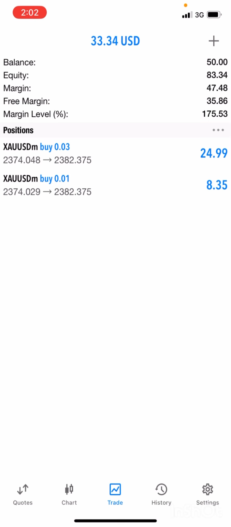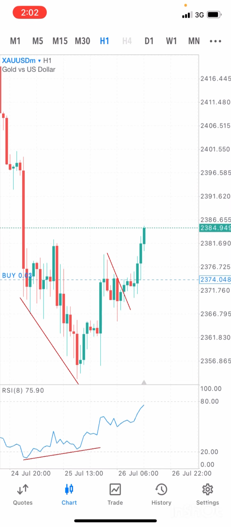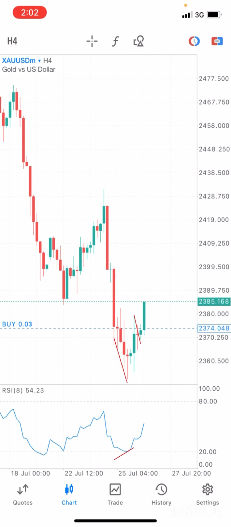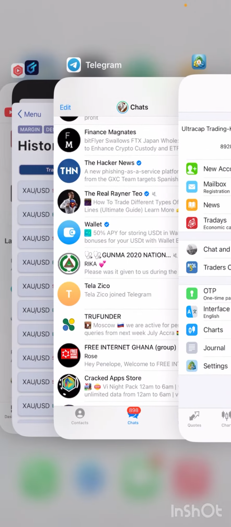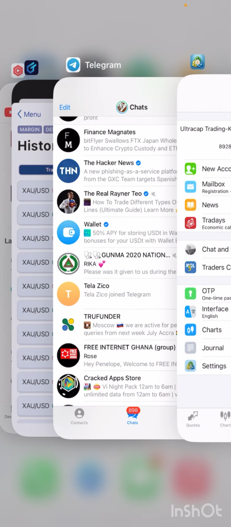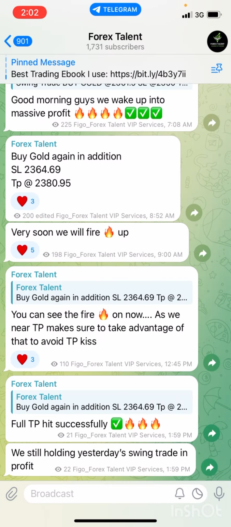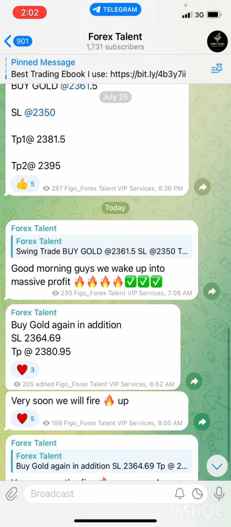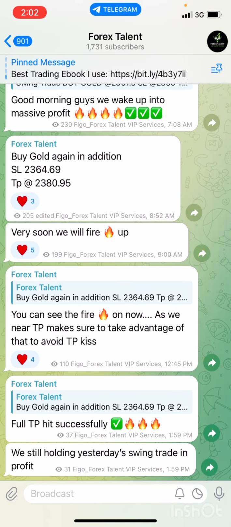Yo guys, so full TP hit right here. I just got some time to check this for you guys. We are still moving hard into massive profits right here. As you can see, full TP is hit on this particular one. On the Telegram channel, I gave this signal right here. You can check it, full TP hit, and we are still holding the swing trade from yesterday, which is in massive profit, about 300 pips right now.